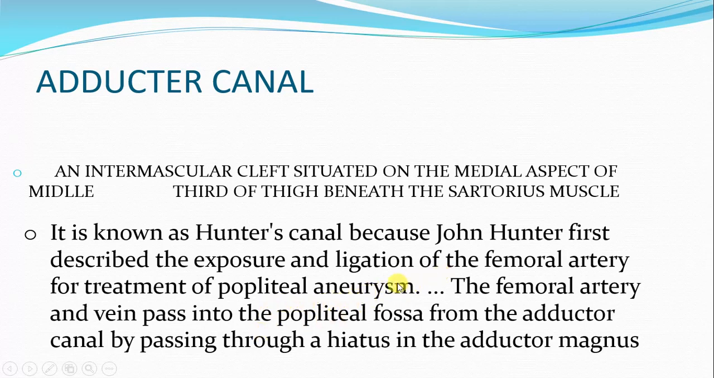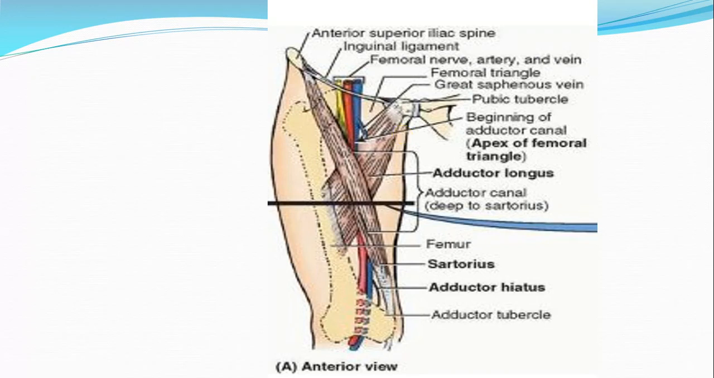Here the femoral artery and vein pass into the popliteal fossa from the adductor canal by passing through a hiatus. Hiatus means a big opening; a hole is small. Hiatus means a big opening in the adductor magnus. So now I come to know that this adductor word is for the adductor magnus, not the adductor longus, not the brevis, magnus. Now I go to the next slide and see where it is.